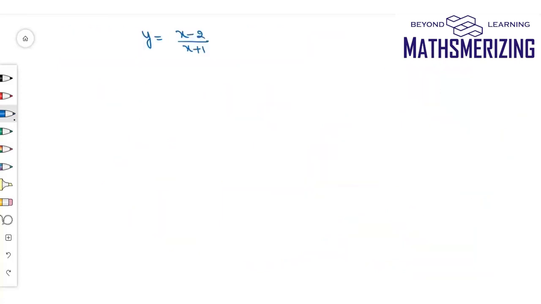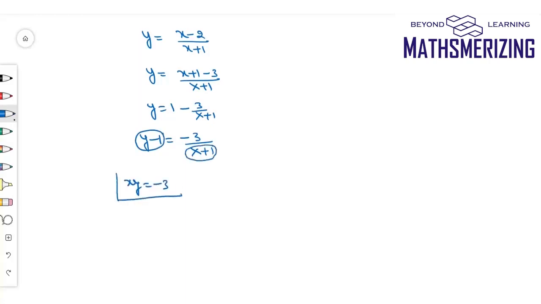So basically it's a rational function. Now what I can do is I can write this as x plus 1 minus 3 upon x plus 1, or y equals 1 minus 3 upon x plus 1. So y minus 1 equals minus 3 upon x plus 1. Here I can identify my basic graph. So if I take this as y and if I take it as x, my basic graph here is xy equals minus 3. Now xy equals minus 3 is a rectangular hyperbola of the second form.